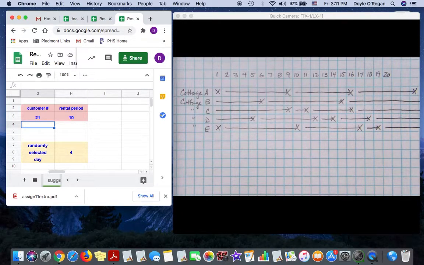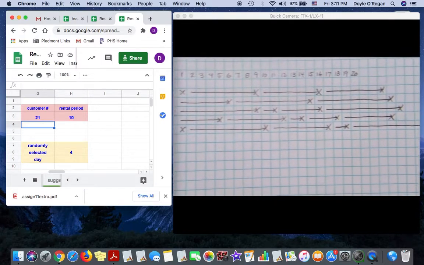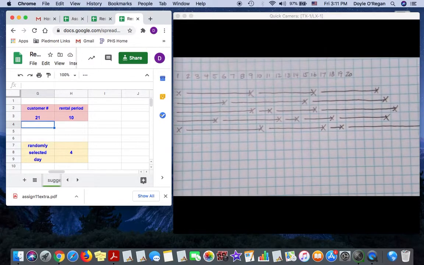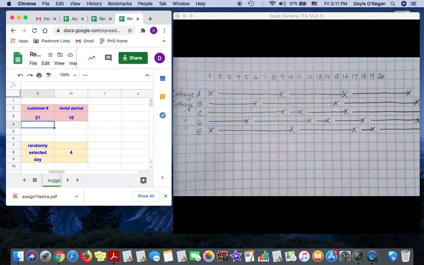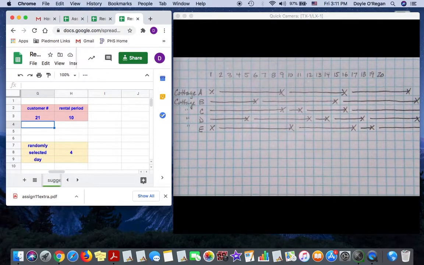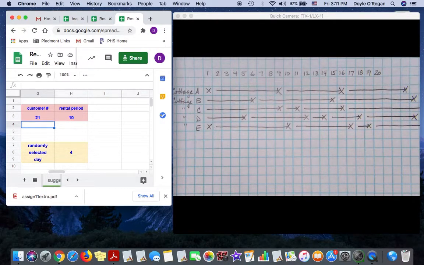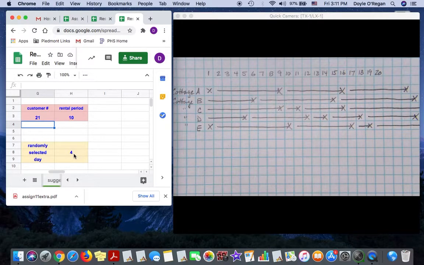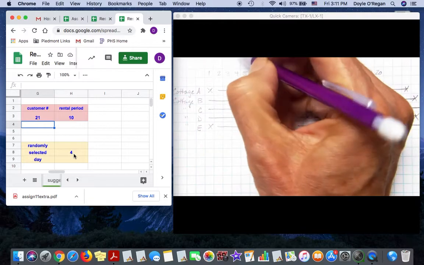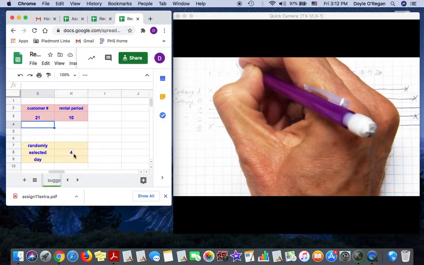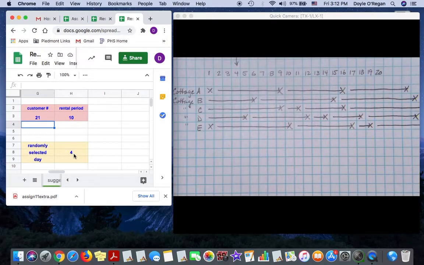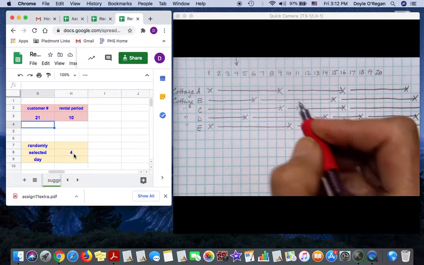Okay, so I've got everything, as you can see here, all booked out all the way through day number 20. Then what I now do is, the computer has randomly picked a day among the first 20 days, day number 4. So I'm going to focus in on day number 4, and I'm going to see how long people are staying.